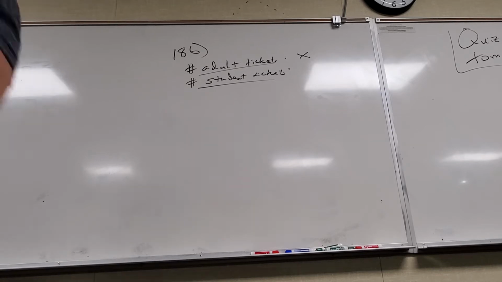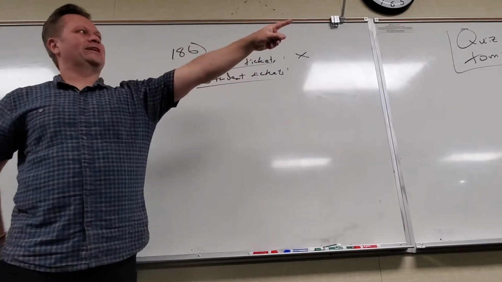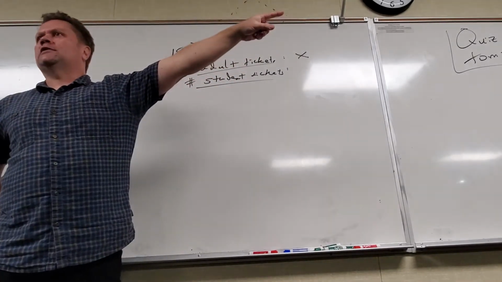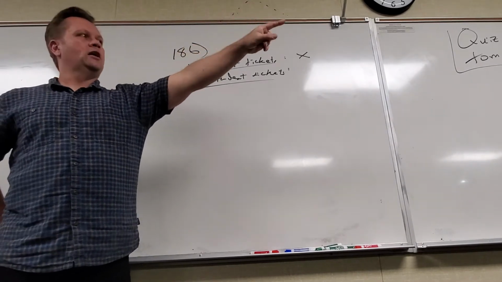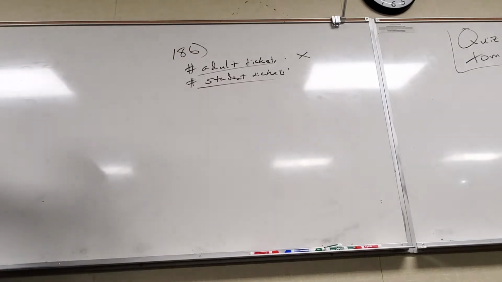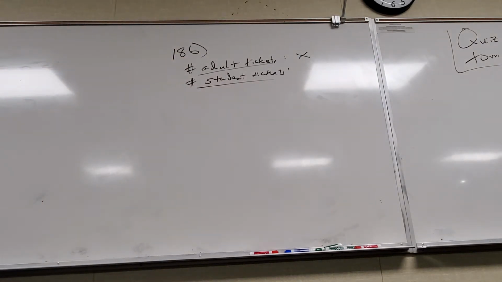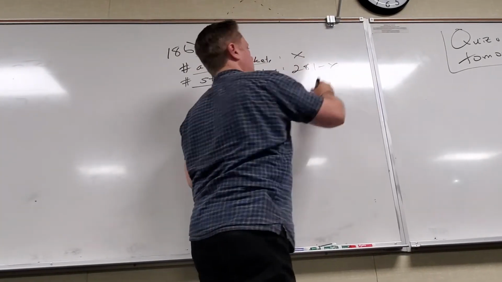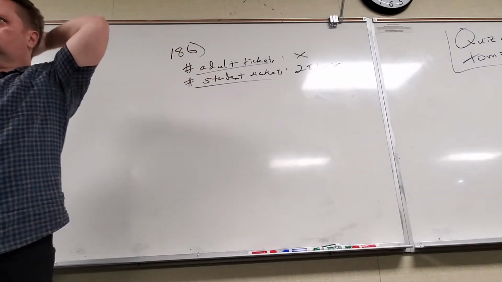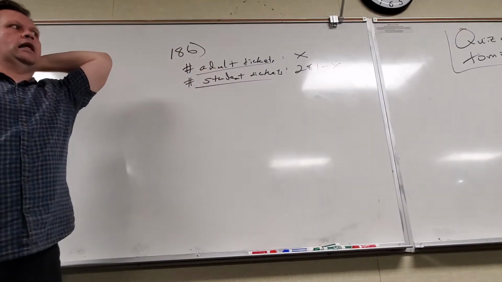If you don't believe me, if I sold 60 adult tickets, how many student tickets must I have sold? If I sold 281 total, you can't escape that. That's the truth. So if I did sell 60 adult tickets, 281 minus 60. If I sold 80 adult tickets, 281 minus 80. Well, how many adult tickets did I sell? X. So 281 minus X.